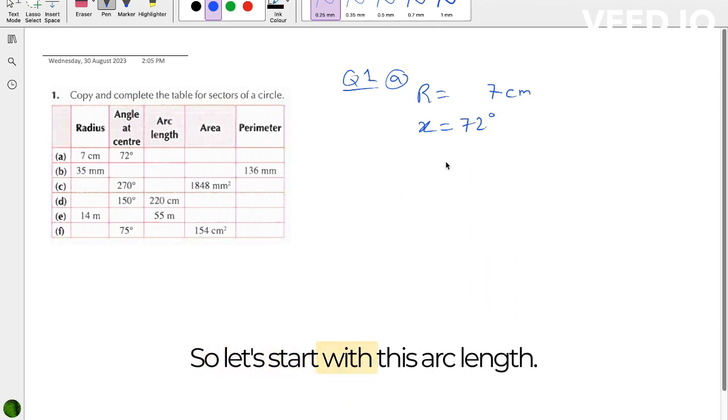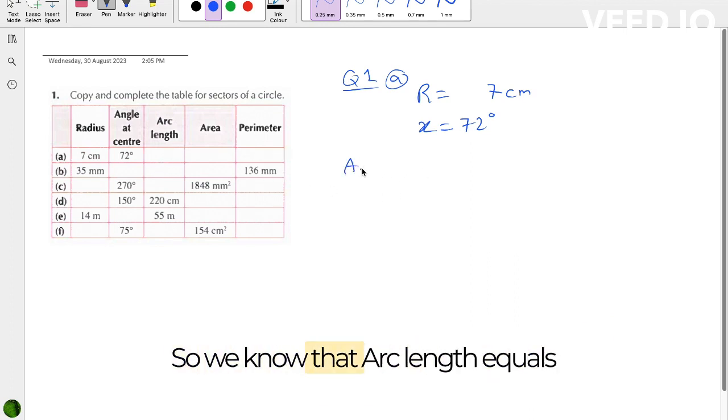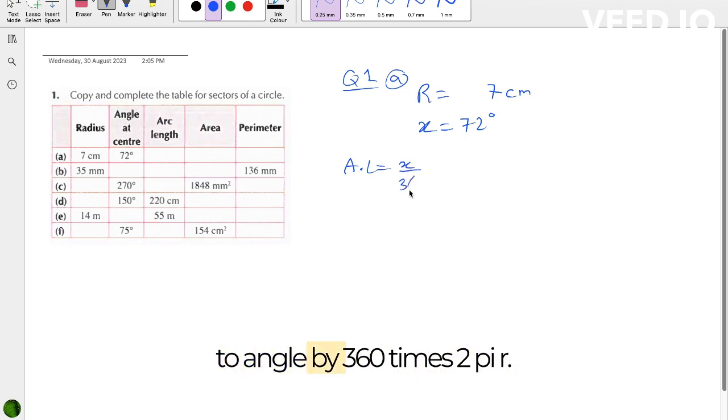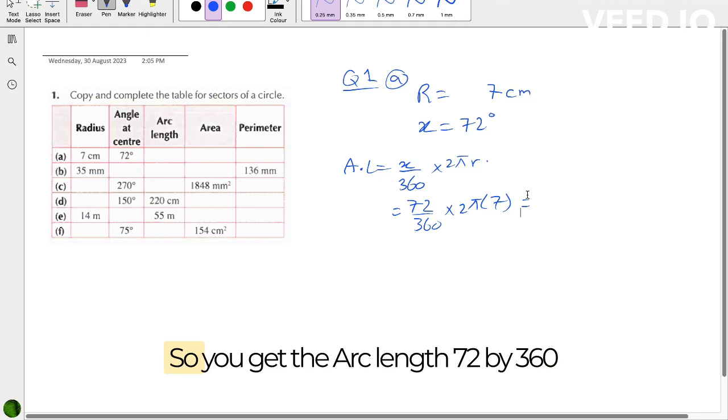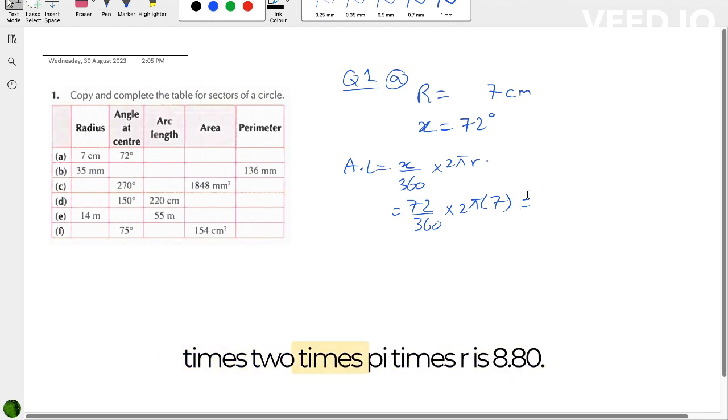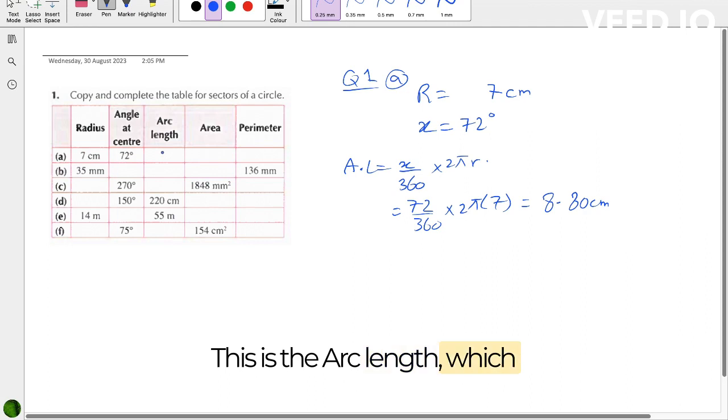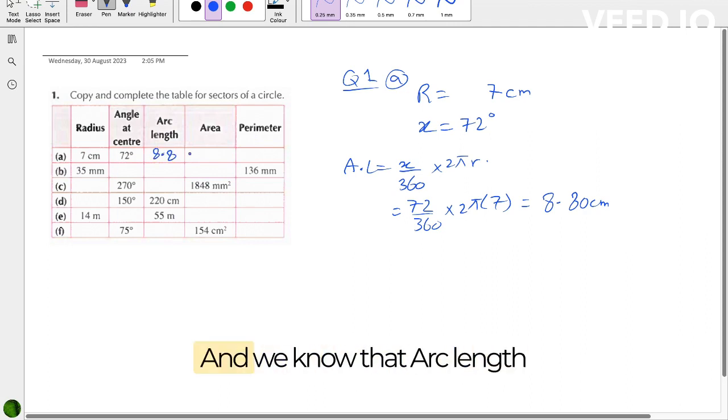So let's start with the arc length. We know that arc length is equal to angle by 360 times 2 pi r. We know the angle, that is 72, and we know the radius, that is 7. So you get the arc length: 72 by 360 times 2 times pi times r is 8.80 centimeters.